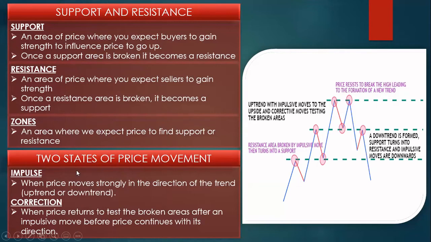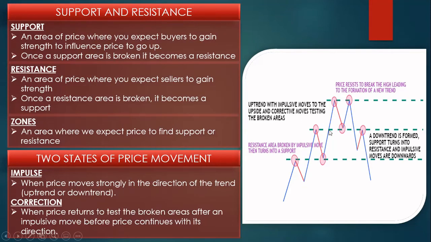All right, and then we have two states of price movement. We have impulse and correction, right? Impulse is when price moves strongly in the direction of the trend. And a correction is when price returns to test the broken areas after an impulsive move, before it continues with the direction, right?